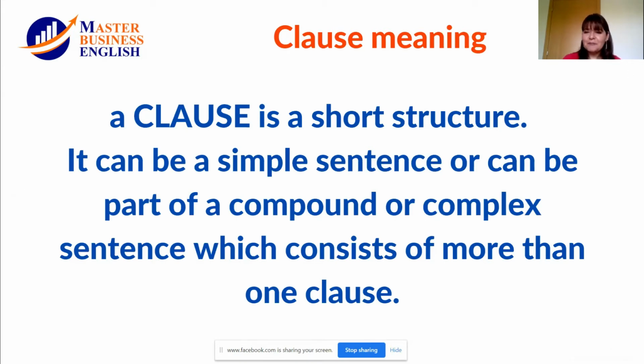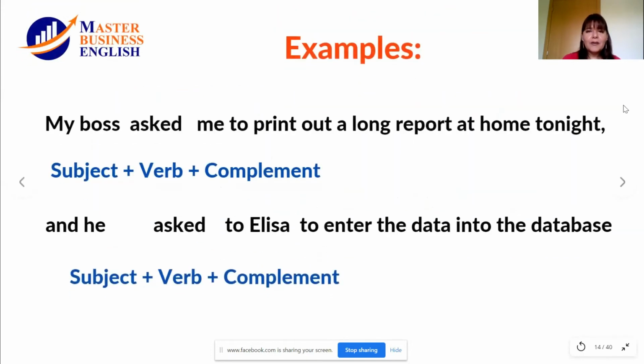Very good. I'm very happy. Let's see more about it, because as I told you, with examples, we understand better. Okay, let's read. My boss asked me to print out a long report at home tonight, comma. Can you see? There is a comma because the sentence is not finished. Next, and he asked Elisa to enter the data into the database.